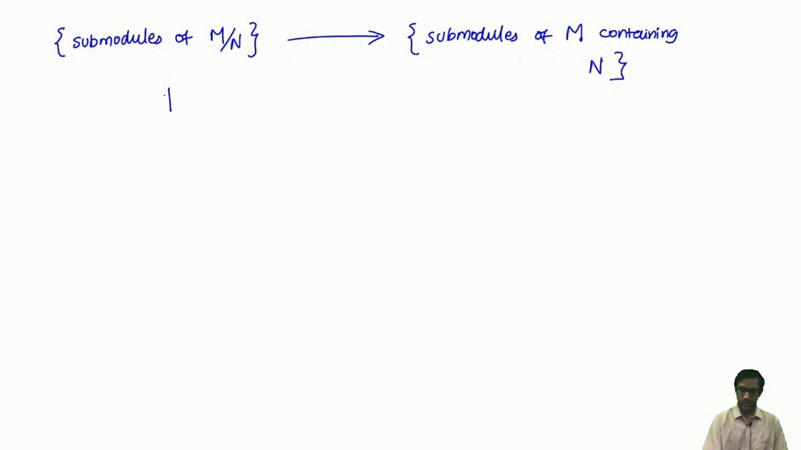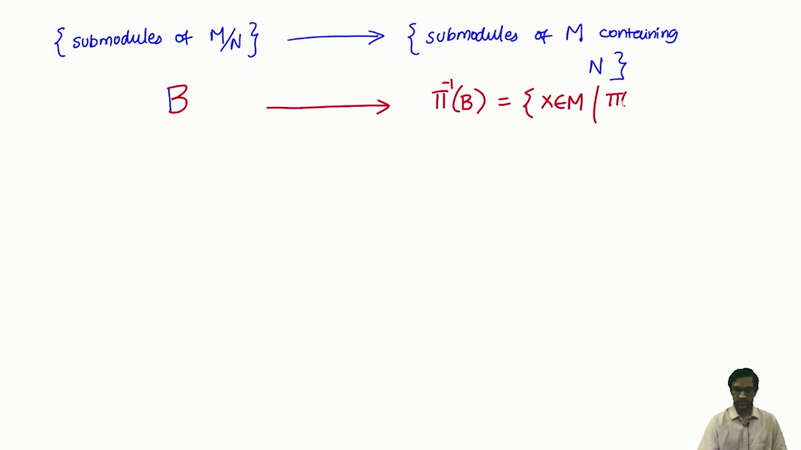So to each B, let's associate, so if this is my B, then to B I associate its inverse image under the projection map, by which I mean take all elements x of M such that pi of x belongs to B. Okay, it's easy to check that this is a submodule of M, and it contains N necessarily because observe that B is a submodule of M mod N, so B must have the 0 element of M mod N.